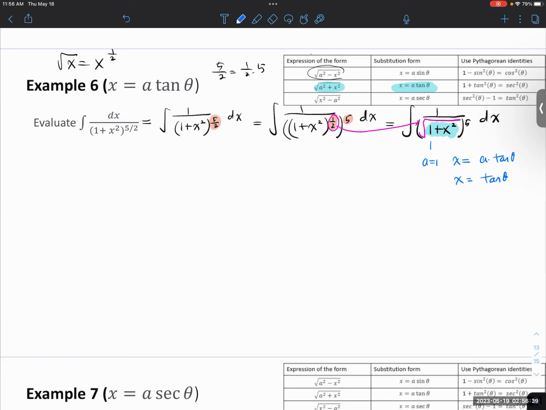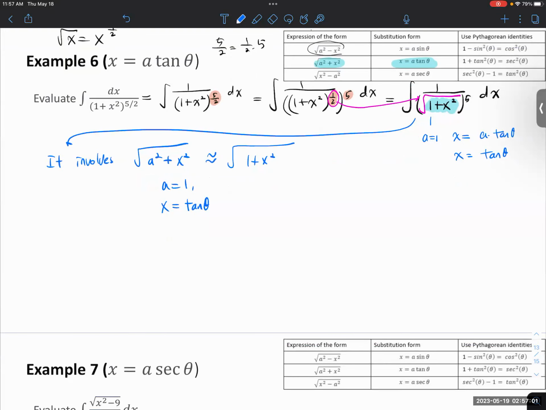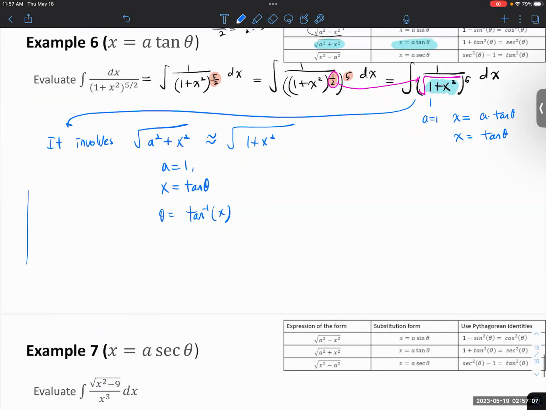So this one involves a squared plus x squared. So we have 1 plus x squared. We have a equal to 1, x equal to tangent theta. We're going to use the 5 later, but we see the structure now. And then theta will be tangent inverse x. Again, you can find out all the information.